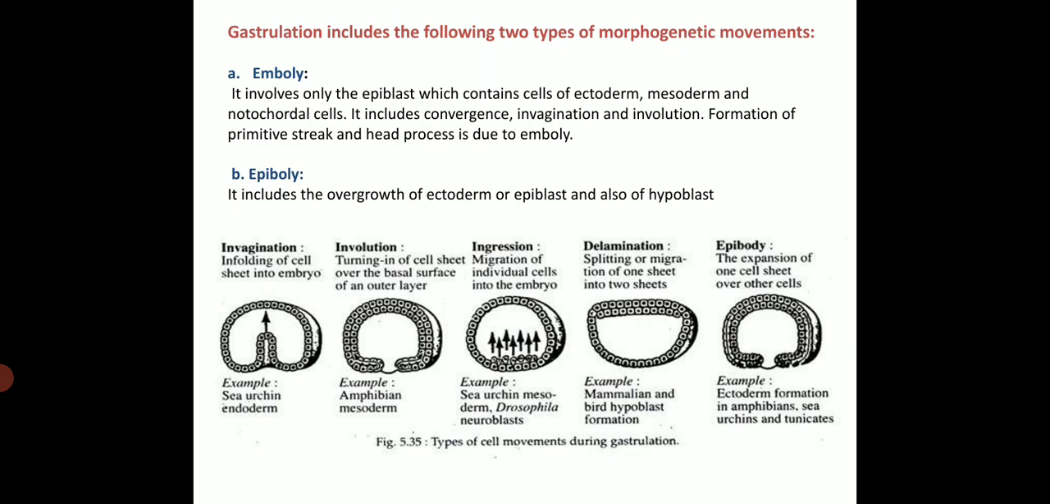The second thing is epiboly, that means the expansion of one sheet over other cells. So this is what happens during gastrulation, that is emboly and epiboly, nothing but the cell movements. We call them morphogenetic movements, that may take place in different kinds.